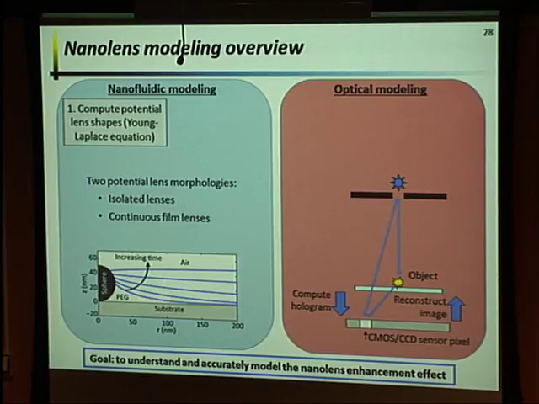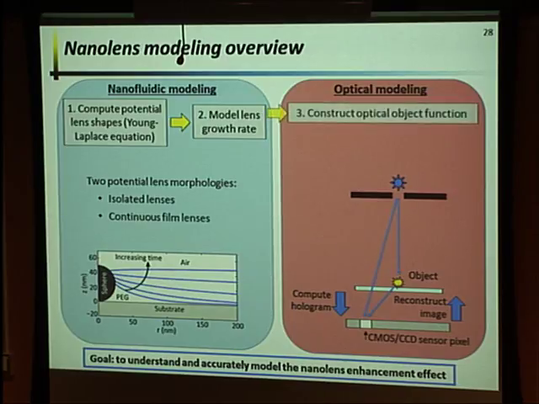There are isolated lenses, where this film really reaches a finite contact point on the substrate. So it's like a little droplet just around the particles. And then there are continuous film lenses, where this film covers the whole surface, and then it slowly builds up as a function of time. So we're going to look at these different types of shapes. We can then model the growth rate. So how quickly are these lenses going to grow as a function of time?